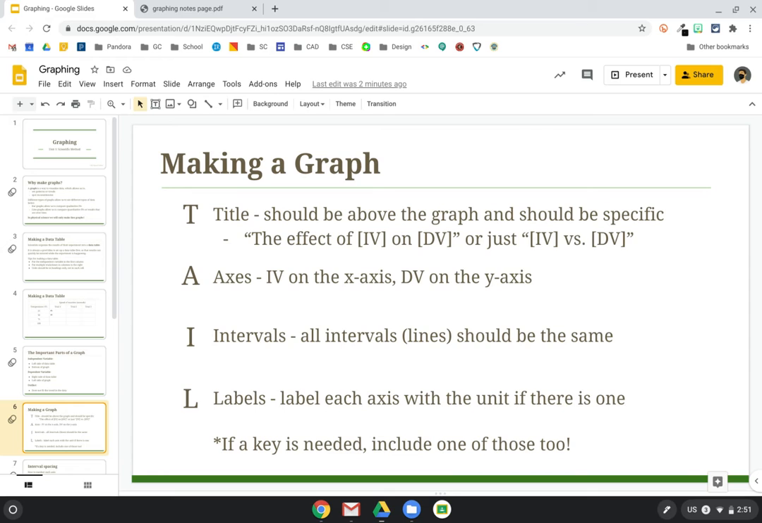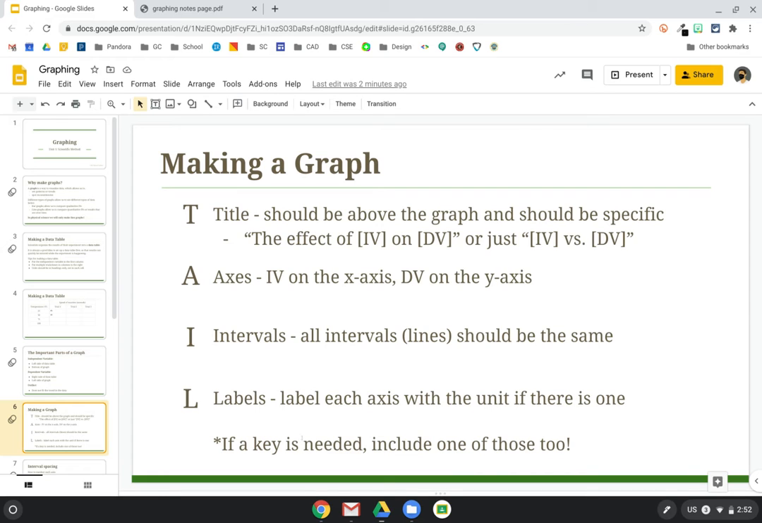And we want to make sure that the range is good so that we can fit all of our data on the graph. And then the last thing is that we want to label each axis with a unit in addition to just the name of the variable. So before we said we'd put temperature on one axis and speed on the other axis, we also want to say what unit the temperature is measured in and what unit the speed is measured in.